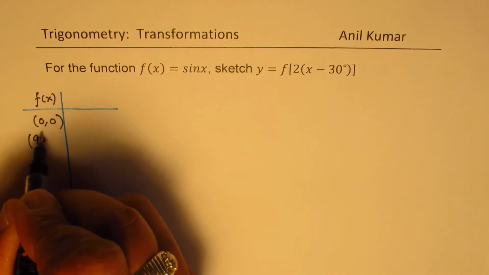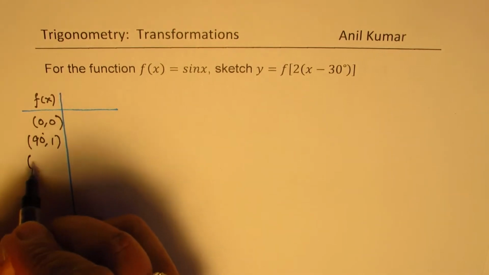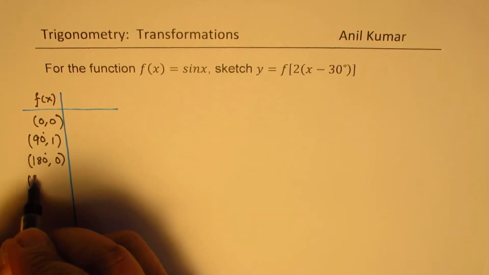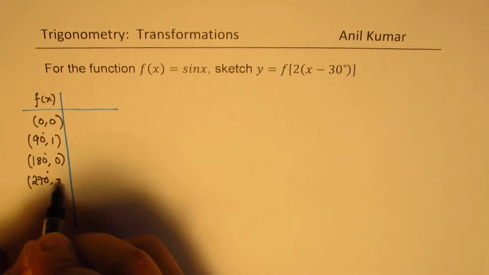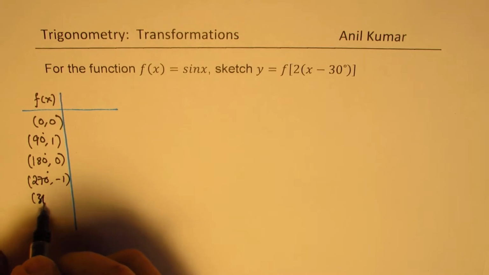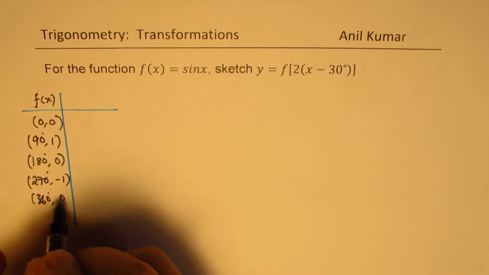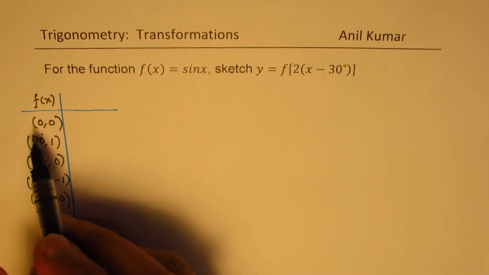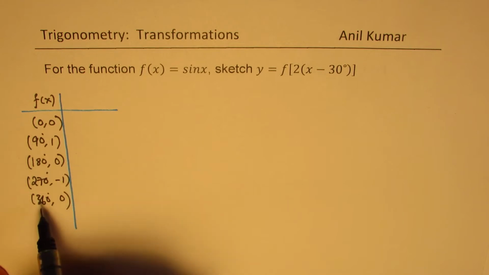At 90 degrees, the sine value is 1, and at 180 degrees it becomes 0 again, and at 270 degrees we get -1, and at 360 degrees we get the value back to 0. So there are 3 zeros in one particular sine wave. So that is our domain, 0 to 360 degrees.